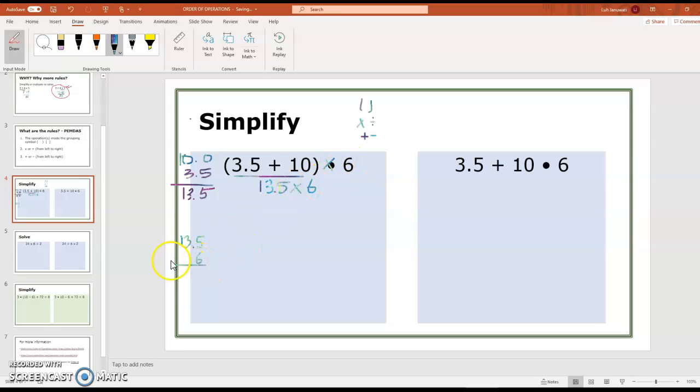Okay, so now do 13.5 times 6. And remember, you have to do them on the side so it doesn't clutter your expression. 5 times 6 is 30.